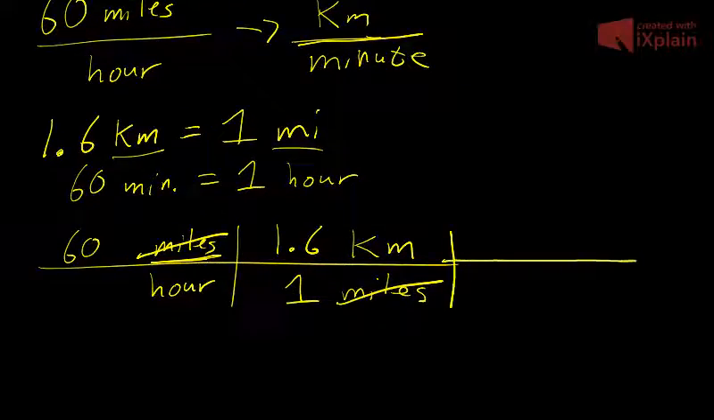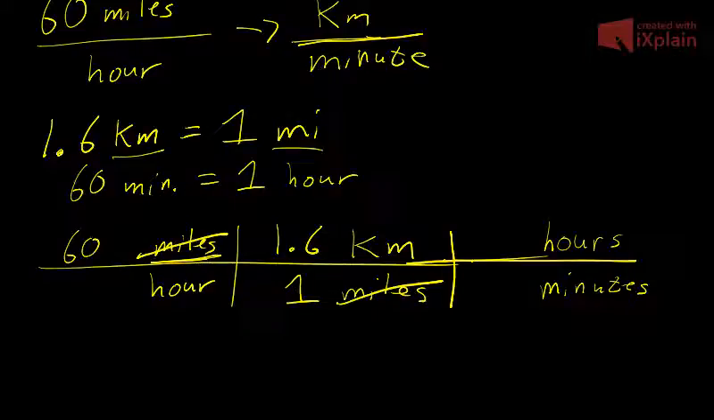So I'm going to make this an even bigger chart. I'm just going to continue it over. And I have hours on bottom that I want to get rid of. So I'm going to put hours on top. And I want to get to minutes. So I'm going to put minutes on bottom. And when I do this, I can say that 1 hour is the same as 60 minutes. And I have an hour on bottom and an hour on top, so they cancel. So now all I got to do is go through and multiply this out.